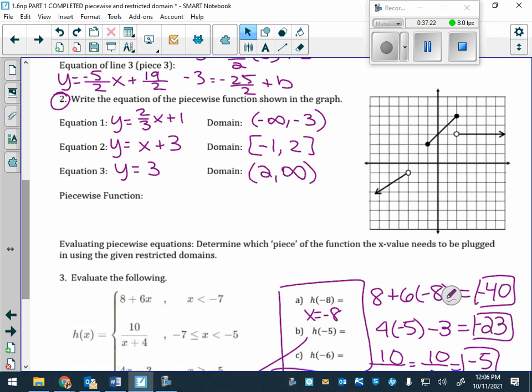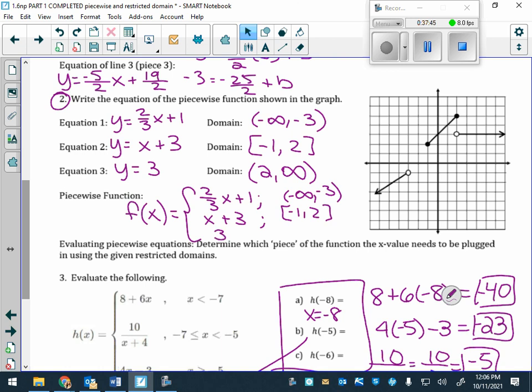2 to infinity. So we have our 3 equations. We have our domain. So to write it as a piecewise function: 2/3 x plus 1 from negative infinity to negative 3, x plus 3 from negative 1 to 2, and then we have just 3 from 2 to infinity. Awesome. A lot of you had the majority of this. I think the first one we had a little difficulty finding. You could either connect this first point to this arrow or use this point and where the arrow is for an exact. Any questions?